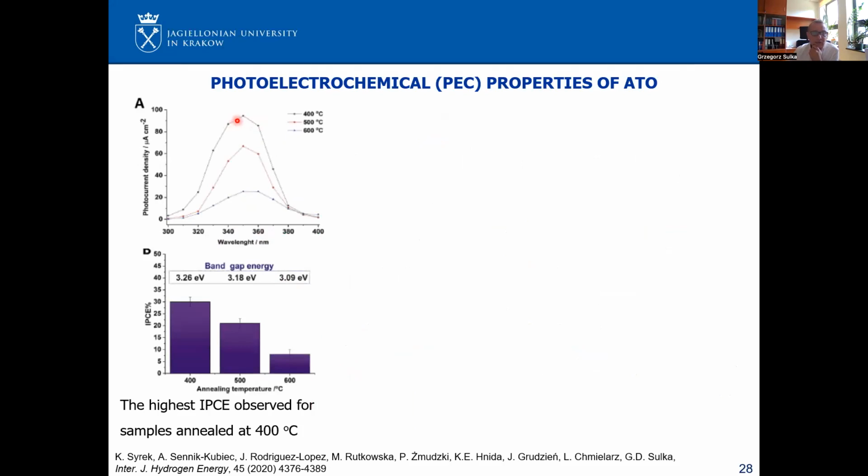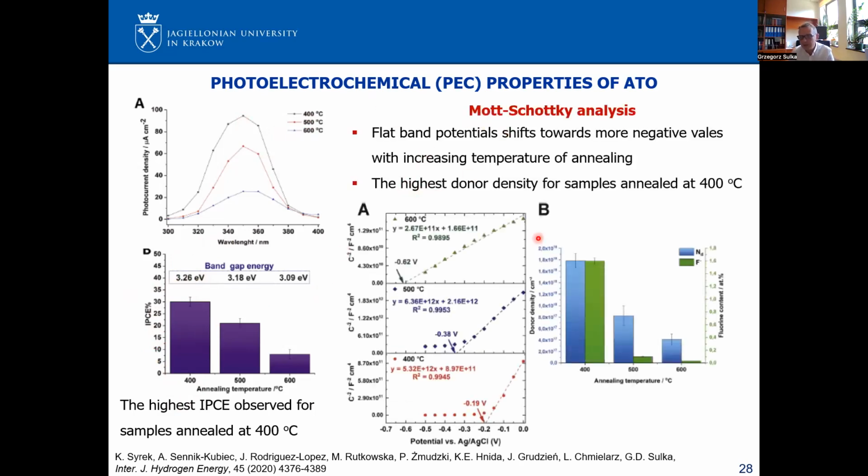As I told you before, we also studied the annealing process, and here are some examples of photocurrent density generated at three different samples, which were annealed at different temperatures. The best results were observed for samples which were annealed at 400 centigrade, and also quantum efficiency was the best for that sample. We also estimated the band gaps of those materials. We studied some semiconducting properties of such materials, like donor density, and flat band potential was also estimated, and so on.